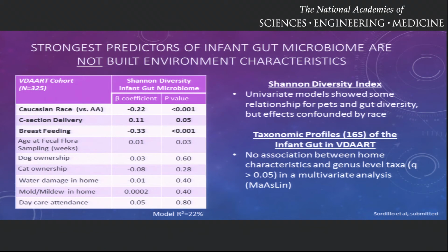Okay. And so what else should I tell you here? We also looked at taxonomic profiles of the infant gut in VDART, and we didn't really see any association between home characteristics and genus level taxa when we ran MaAsLin, which is a multivariate analysis technique that assesses all taxa simultaneously. Now, is this the last word on these relationships?